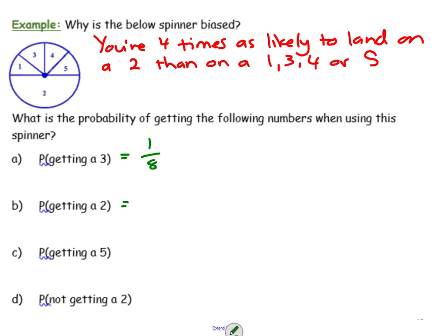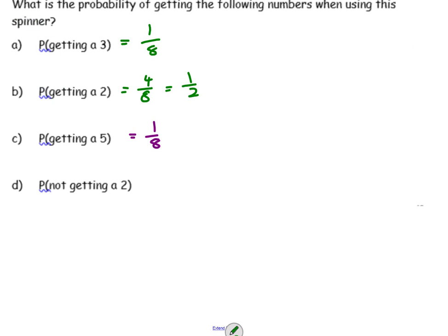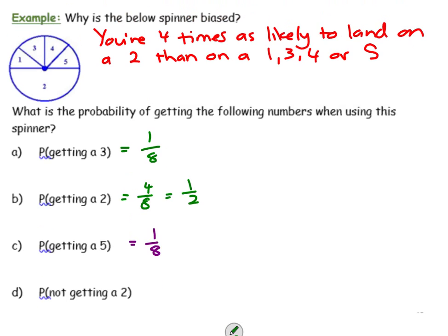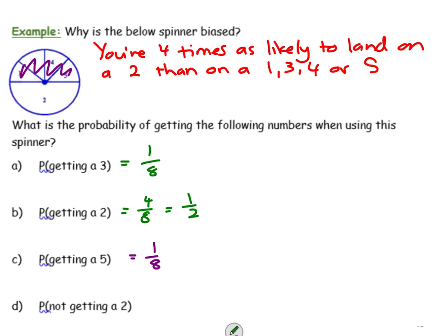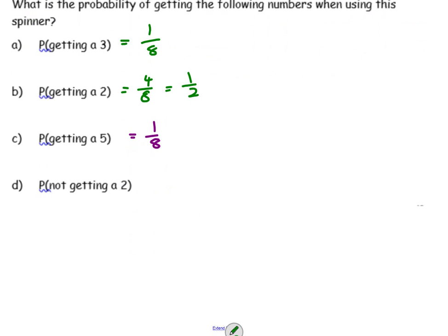Probability of getting a 2, so remember you can split a 2 up into 4 little 8s. So there would be 4 8s, but don't forget that that can simplify to 1/2. Probability of getting a 5 is just equal to 1/8, like before. And probability of not getting a 2. So not getting a 2 is all of this section here. So as you can see, it's just a 4 in 8 chance, or you might have gone straight to saying it's 1 in 2. So 4 in 8, which equals 1 in 2 chance.